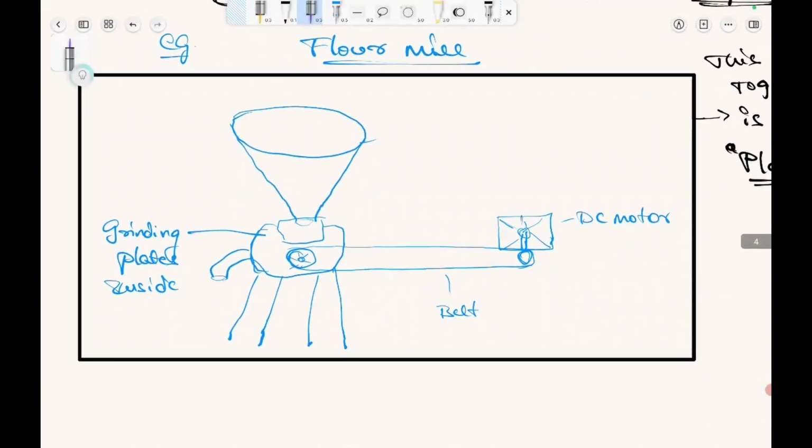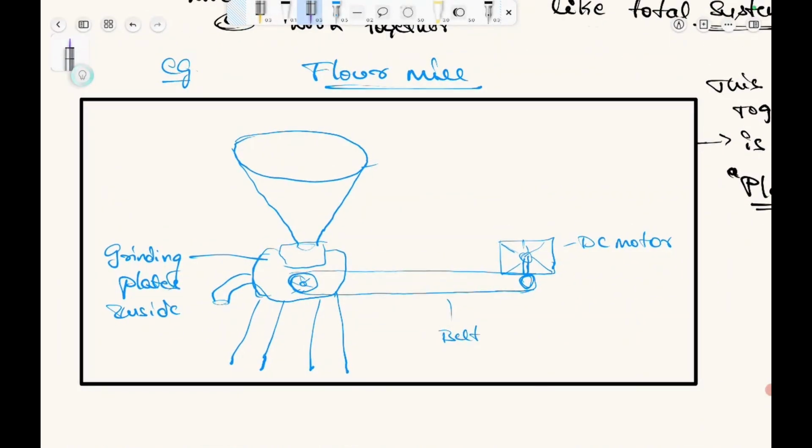For example, let's consider a flour mill. I assume everybody knows about the flour mill and has seen its system. You may have observed this flour mill consists of several parts like a DC motor, belt, grinding plates inside this machine, the box, and the funnel, and these are all machines. Now these are linked together in such a way that if any of the machines stops working, then the entire production system should stop.